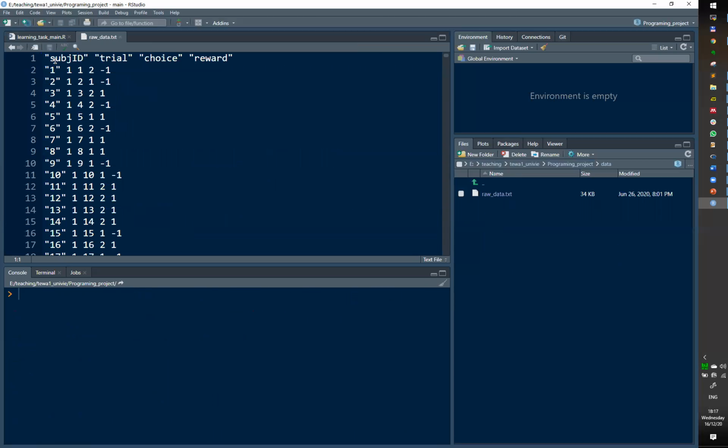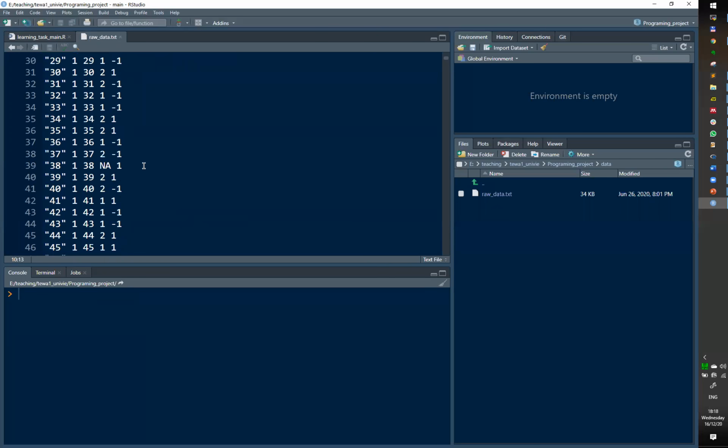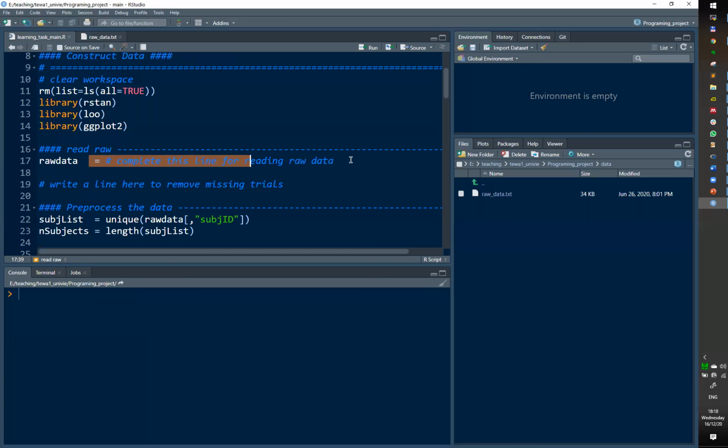And then it opens. So first column, subject ID, then trial ID, then choice, then the reward. It's the same way as I told you. So also occasionally you see the missing choice, and try to find a way to process the missing trials. Okay. So then this is a line for that. Also here, write something to remove the missing trials.